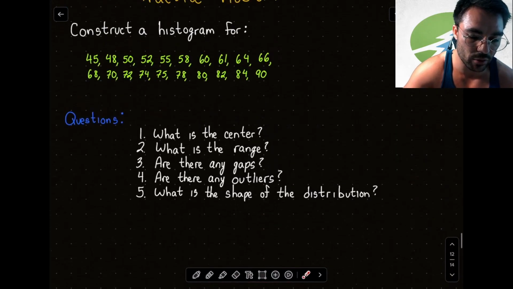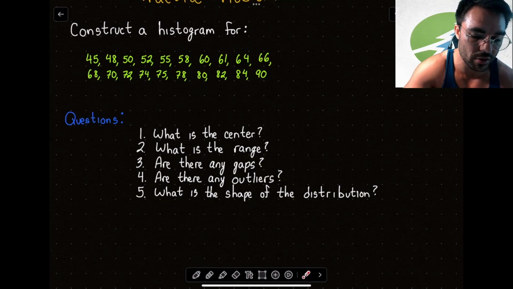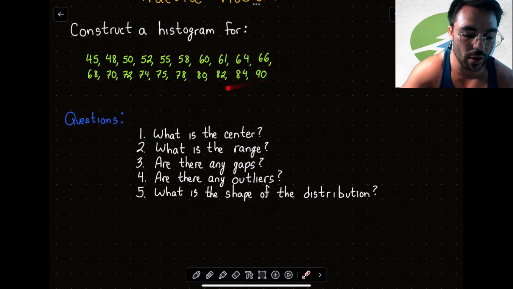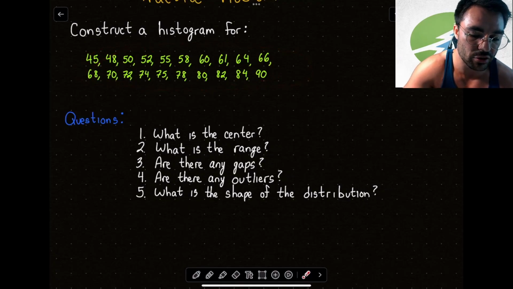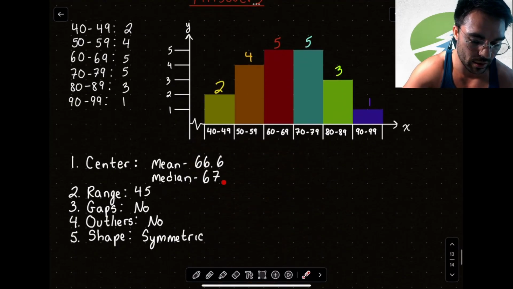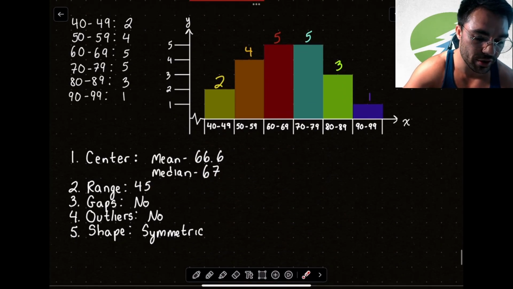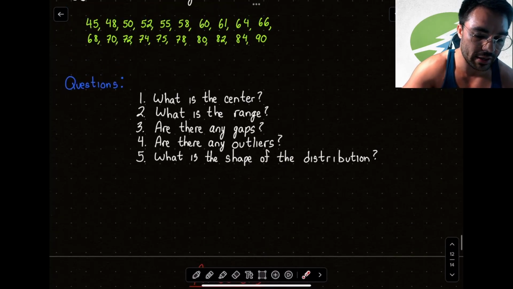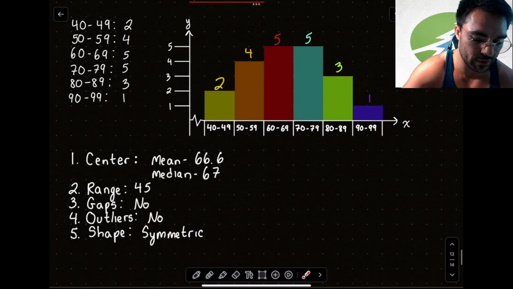The middlemost number. What's nice about having them listed is you can clearly see these two are the middlemost numbers. We have an even number of data points here, so you're going to have to take the average of these two. 66 plus 68 divided by 2 is 67. Or you could see that that number is perfectly in between these two here. So our median, 67. Range, our maximum minus our minimum, 90 minus 45 gives us 45.